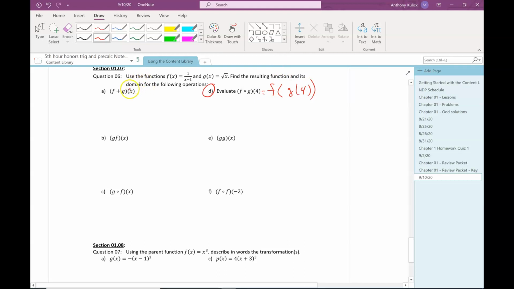But since we want the domain, I'm not going to do it that way. I'm going to do the composition first and then plug the 4 in after I've done the composition, rather than plugging the 4 in before I do the composition, so to speak. Just because I want the domain, and it makes it a little bit easier if I can see the functions involved beforehand. So this is the same thing as f of the square root of x. So that's 1 over the square root of x, and then minus 1.